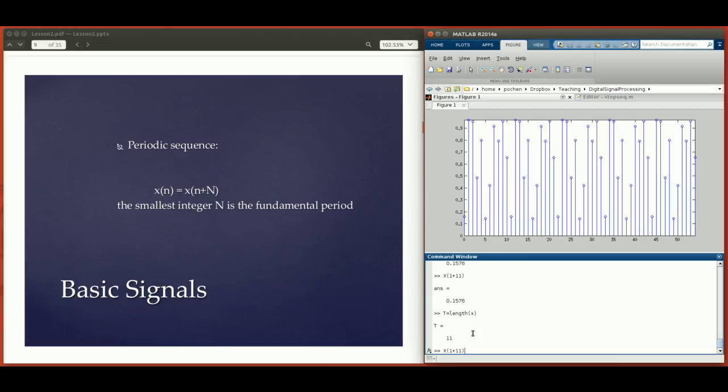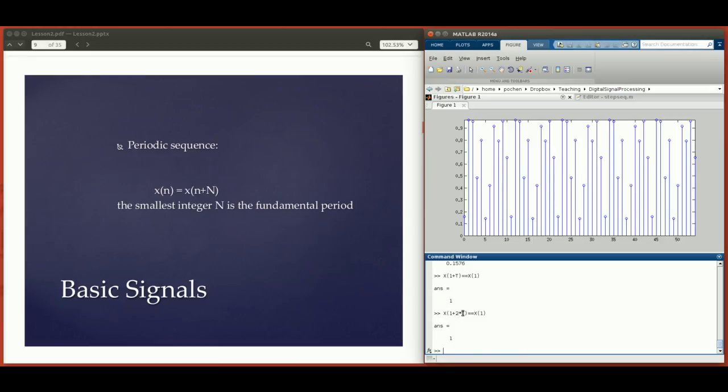So x[1 plus big T] is going to equal, let's do a comparison, x[1]. 1 means true, right? So this comparison is true. If I use an integer times T, it's also going to work. So 2 times big T, the fundamental period, is just 2 periods away from x[1], and then it's also going to be true.